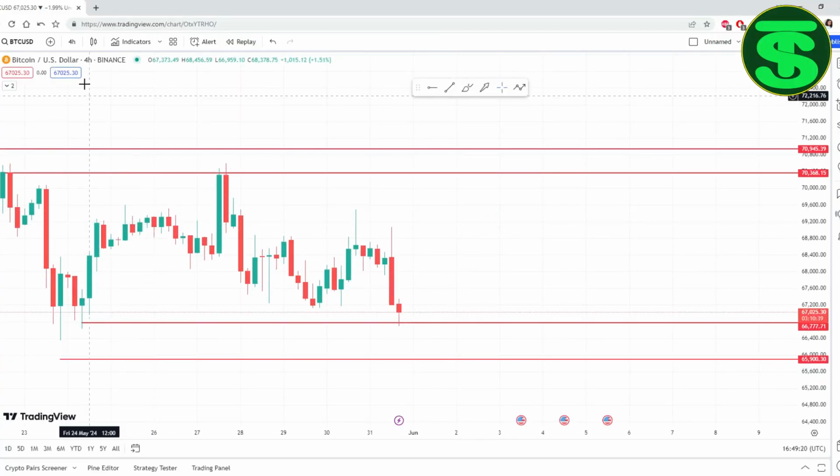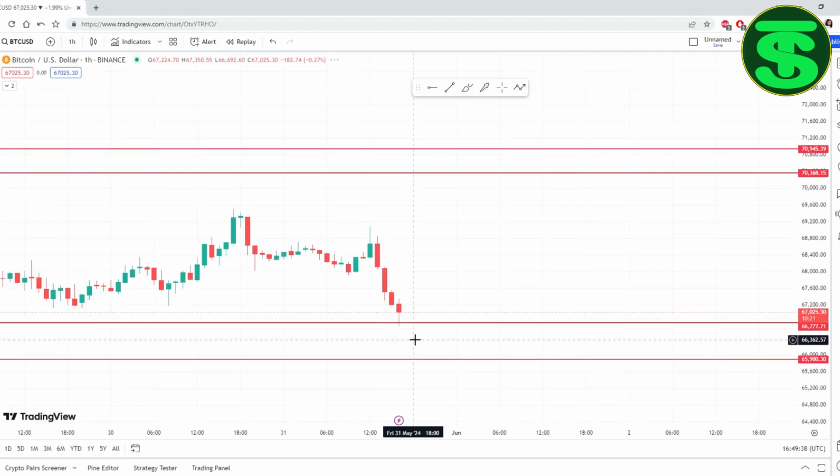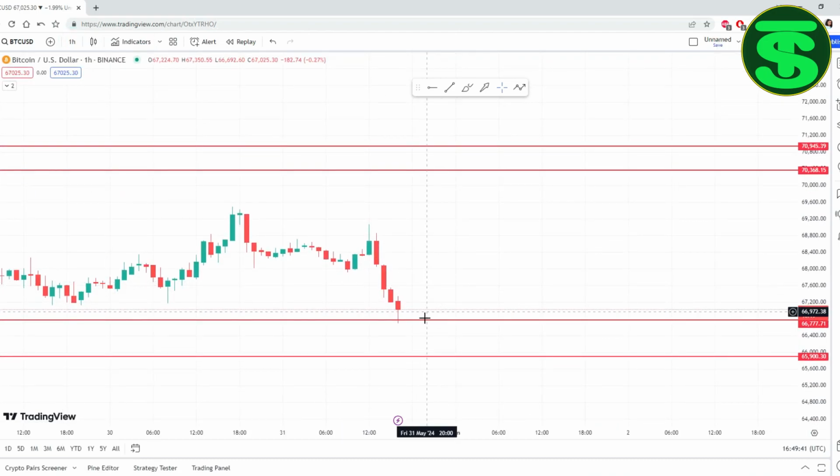First, you can see I'm on the 4-hour chart. In the 4-hour chart, you can see the market is going down and my support is here, and then the second one is here. If I go to the 1-hour chart, you can see here is the support and the market has already filled this point.